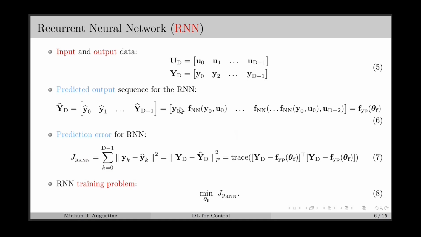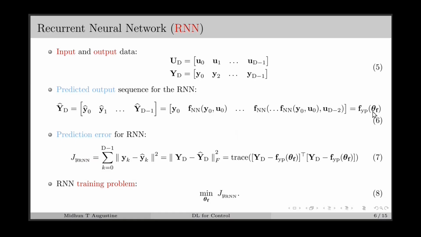Then applying the RNN model, we can compute ŷ_1 as f_nn of y_0, u_0. Similarly, ŷ_2 will be f_nn of ŷ_1 and u_1, where we can substitute for ŷ_1 from this equation. By applying this repeatedly, we obtain ŷ_{D-1} as in this equation. This we can represent as a nonlinear function of the parameter theta_f.